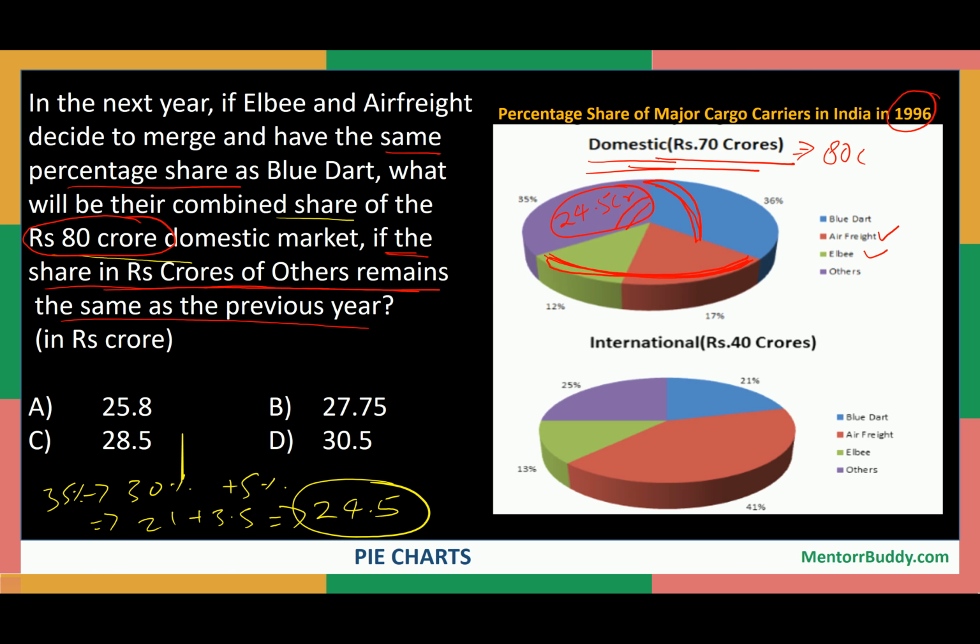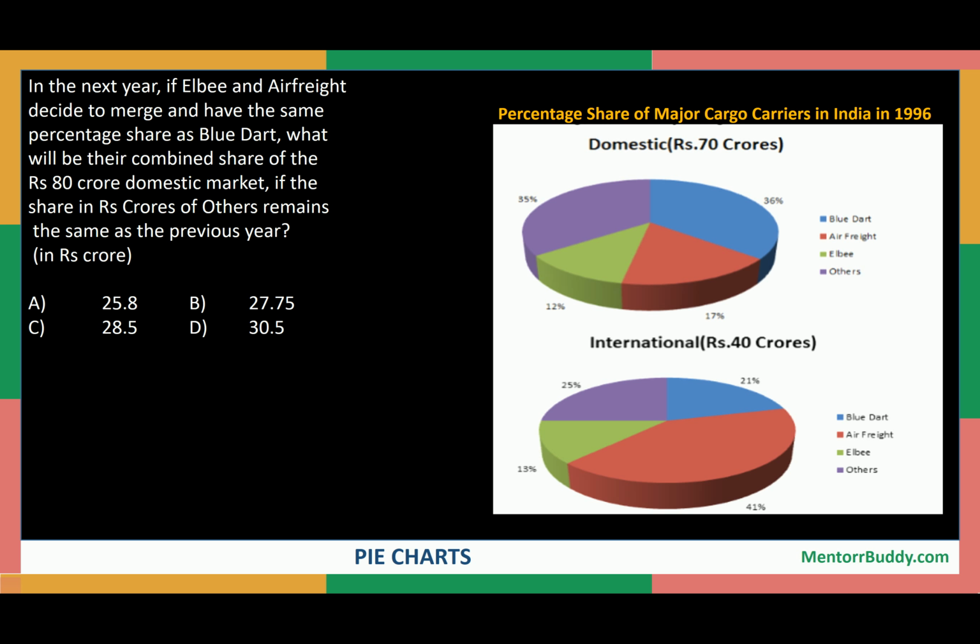Now what will happen next year? Next year this 70 crore will become 80 crore, but the revenue of others will remain the same. It means the left out revenue. So let's talk about the next year. It became 80 crore, and out of 80 crore, 24.5 crore is others, right? Because it is the same as the previous year if we are talking about 1997. And what has been given is that the percentage share of Air Freight plus LB is the same as Blue Dart, so these two values will be equal. We need to tell what will be the combined share, out of the total 80 crore, of Air Freight and LB, which will be the same as Blue Dart.